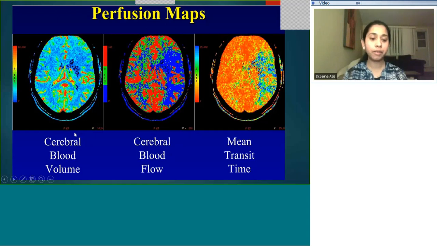But when you go to cerebral blood volume, it is almost normal or maybe slightly increased in the region of penumbra. But there is a small area in the basal ganglia which is showing reduced CBV. So this is the core, and this is the penumbra. And there is a major mismatch between the core and the penumbra. So this gives us an idea that there is a lot of salvageable tissue here to be saved.